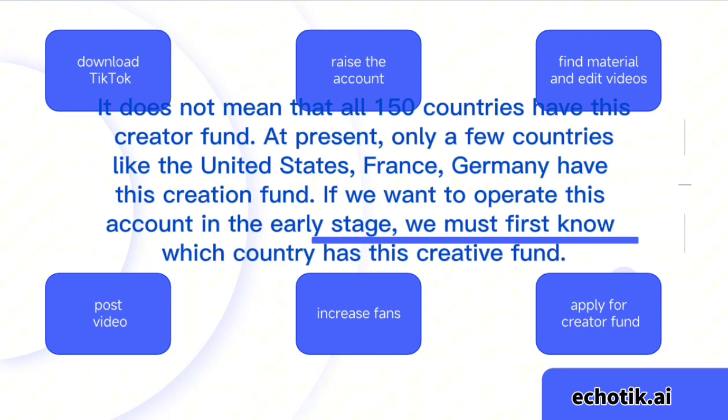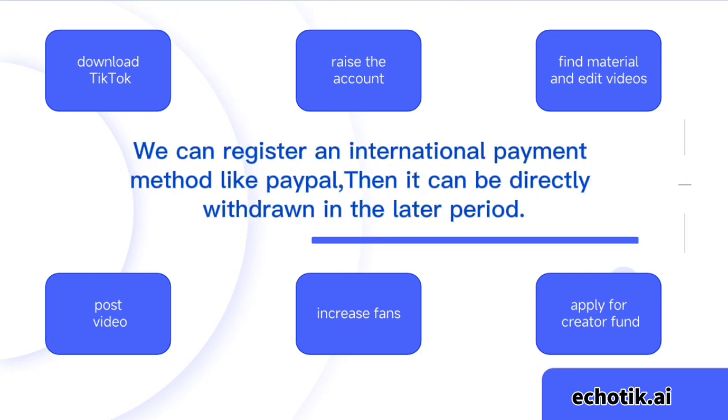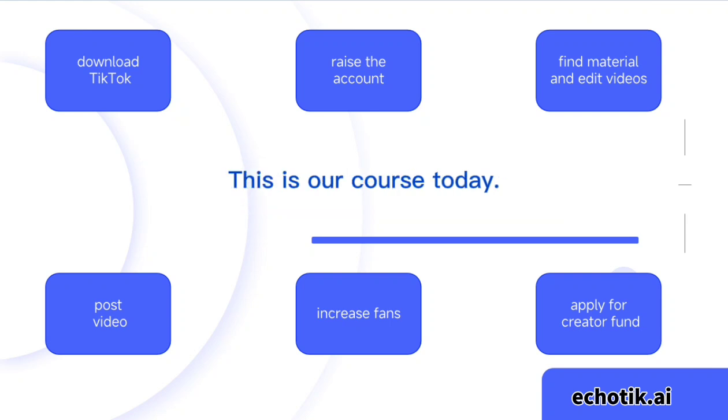If we want to operate this account in the early stage, we must first know which country has this creator fund. Then make your mobile phone and your network ready for the account in that area. We can register an international payment method like PayPal, so it can be directly withdrawn later. This is our course today.